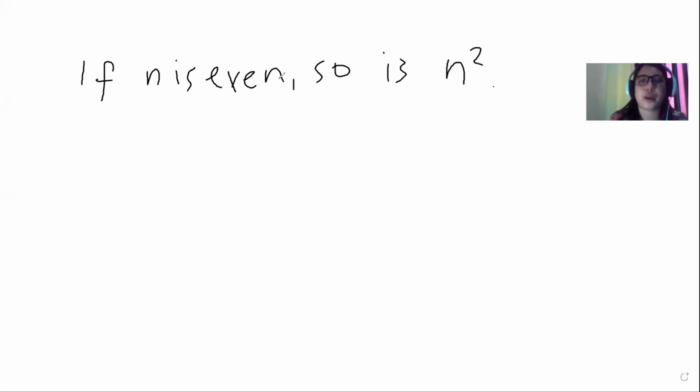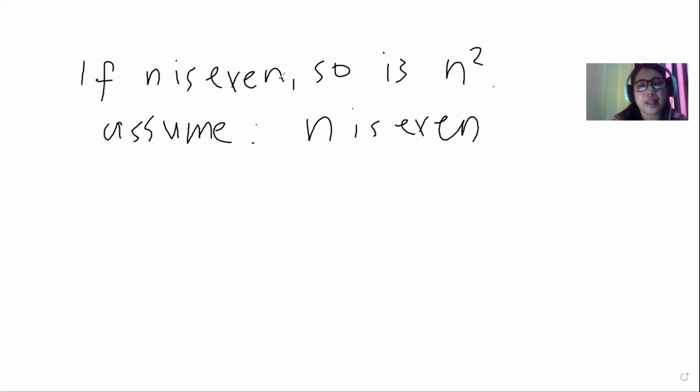If n is even, so is n squared. We are going to prove this using the definition because it is a direct proof. In doing this, we assume that n is even. So n is equal to, let's use m, 2m.